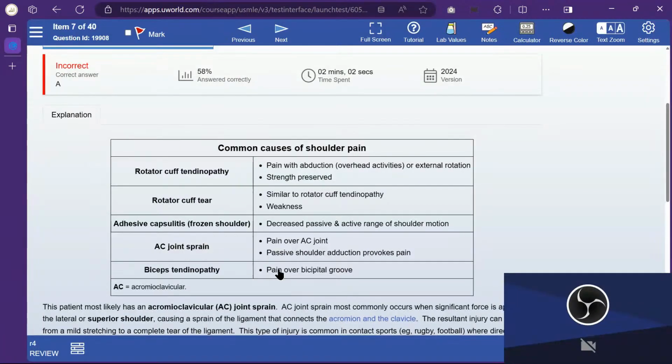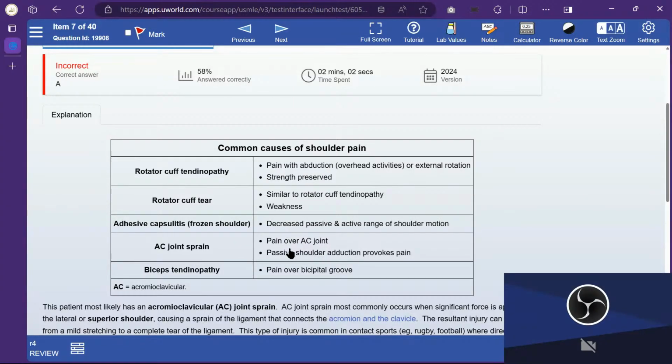In biceps tendinopathy, there is pain over the bicipital groove. In rotator cuff tendinopathy, there is pain with abduction and external rotation, and strength is preserved. In rotator cuff tear, pain and weakness are present, with pain on abduction and external rotation.